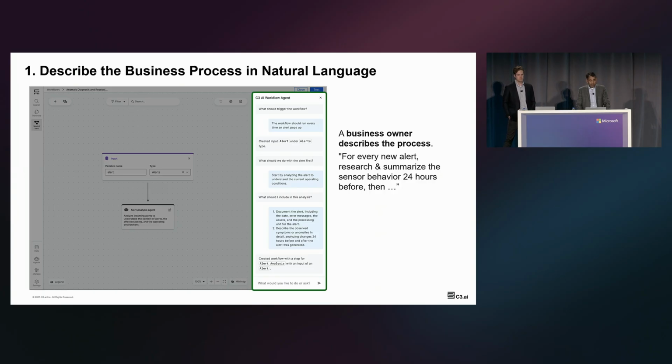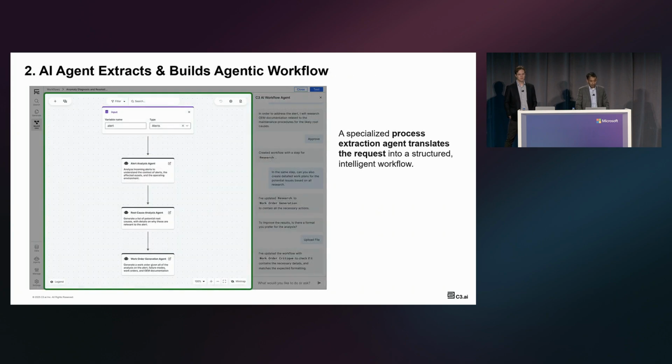So here you see an example of describing that business process in natural language. For example, this is a heavy industry example. For every new alert on a machine, research and summarize the sensor behavior 24 hours before, and then take some action. That could be what I'm asking the system to do. Our dynamic agent will then take its best guess at formulating that workflow, and it will structure that workflow.